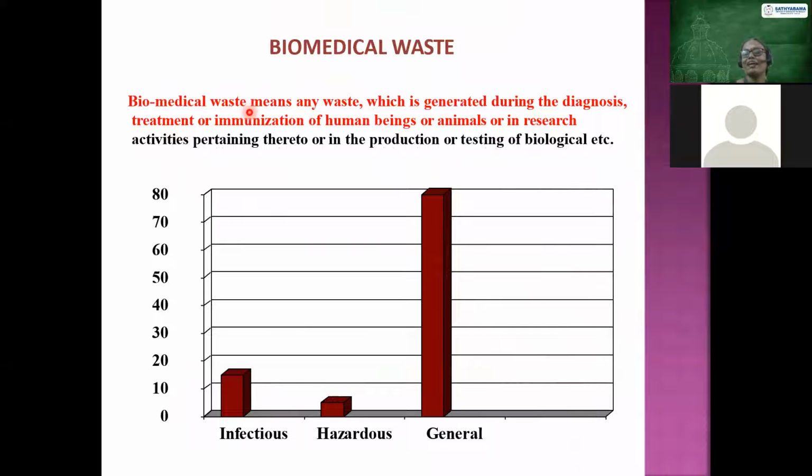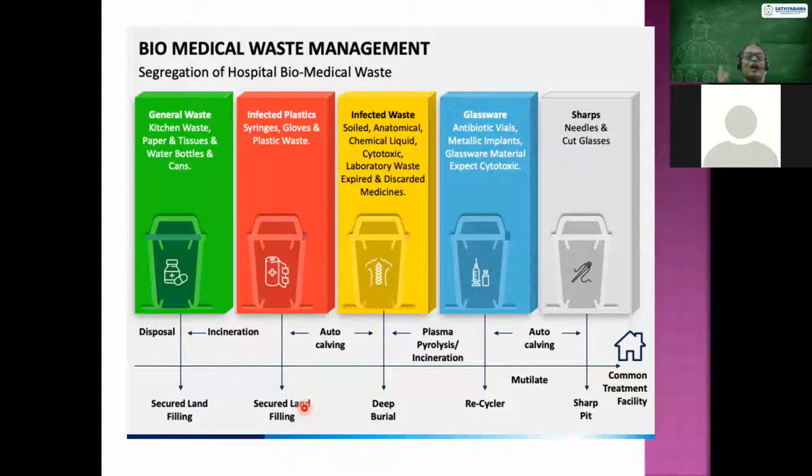You just see biomedical waste, how it is categorized: infectious, hazardous, and general. When you look at that, infectious waste is around 15 percent and hazardous waste is around 8 percent. This is nothing but waste generated during the diagnosis, treatment or immunization of a human being or animal. In research, mainly, this biomedical waste is generated. That's why they kept the colors. You have to identify green, red, yellow, blue and all. They will do disposal and incineration, landfilling, deep burial, recycling, sharps pit. So they will collect that kind of waste and send it for further processing.